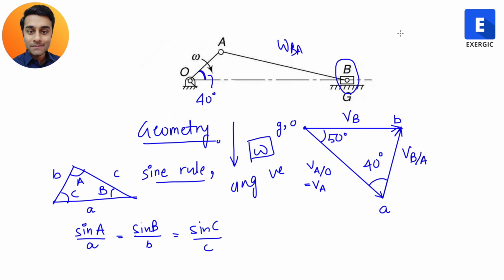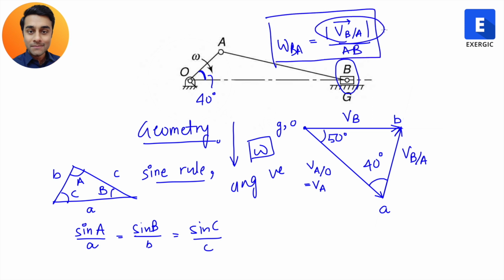Both are same. We know that V is equal to R omega, or omega is equal to V divided by R, right? So if we go by the same expression, we can find out the angular velocity of this link by dividing the magnitude of velocity of B with respect to A by the length of AB. This is equivalent to V, this is equivalent to R, and it is going to give us the omega. Now, there are more things to talk about this expression, which we will be doing.